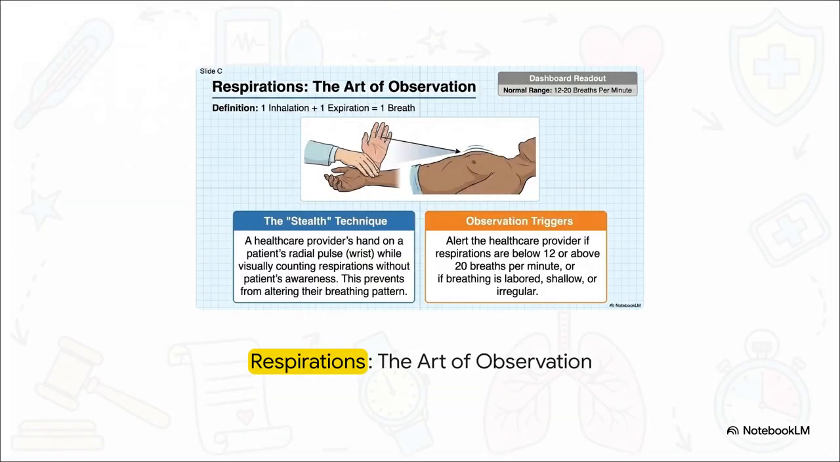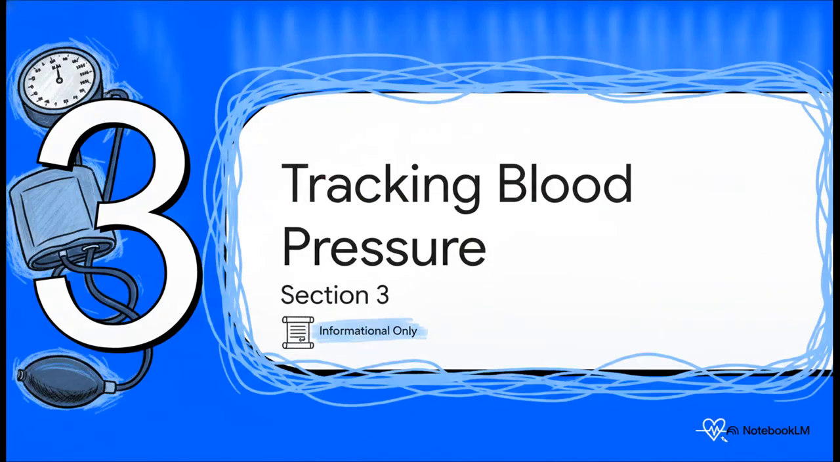Now, right after you count the pulse, you move directly to respirations. And here's where we use the stealth technique. Keep your hand on their wrist as if you're still taking their pulse, but shift your eyes to their chest. You're visually counting respirations without the patient even knowing it. Why do we do this? Because the second someone realizes you're watching them breathe, they unintentionally alter their breathing pattern. So just silently watch the chest rise and fall. 1 inhalation plus 1 exhalation equals 1 breath. Alert the RN if it's below 12 or above 20. Great job on the core vitals.